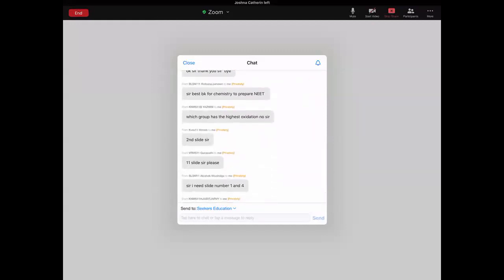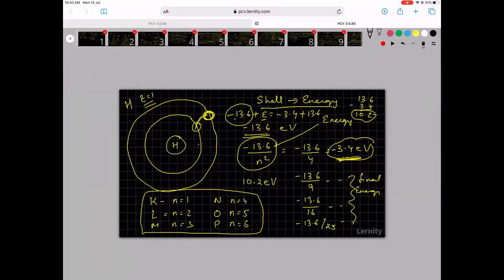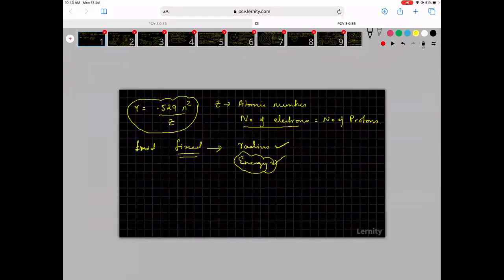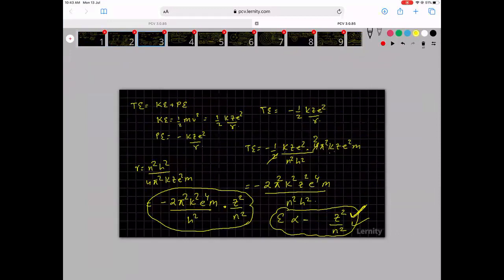Which group? 17th group. Second slide, sir. 11th slide. Second 11. Here, slide 1. Slide 2. Slide 3. Slide 4.